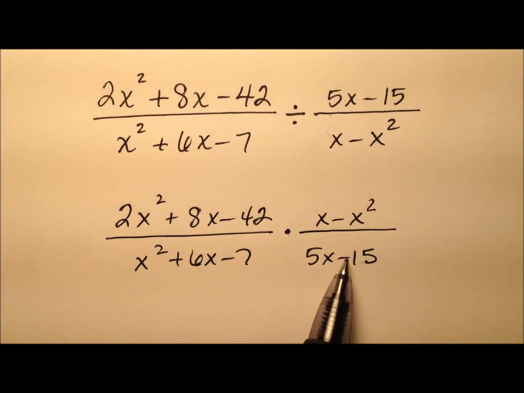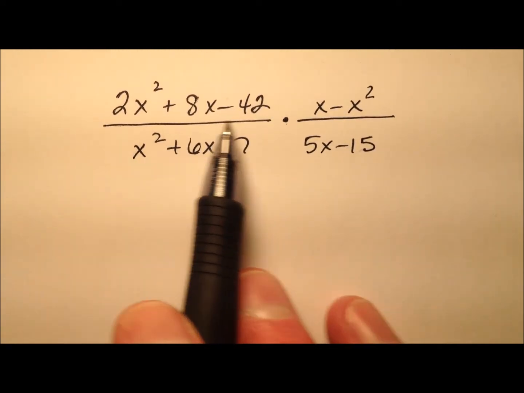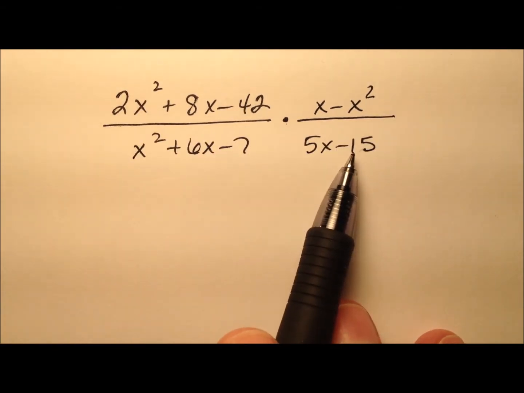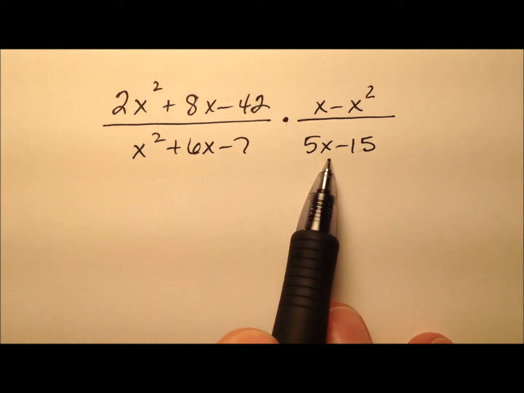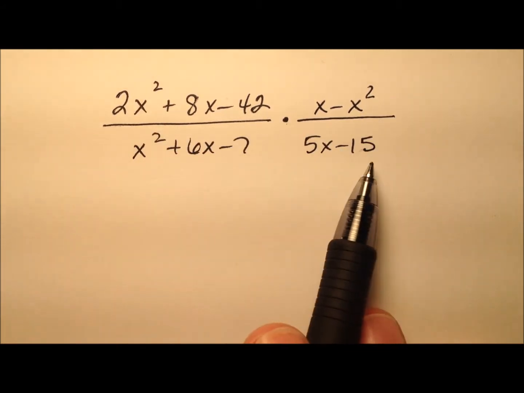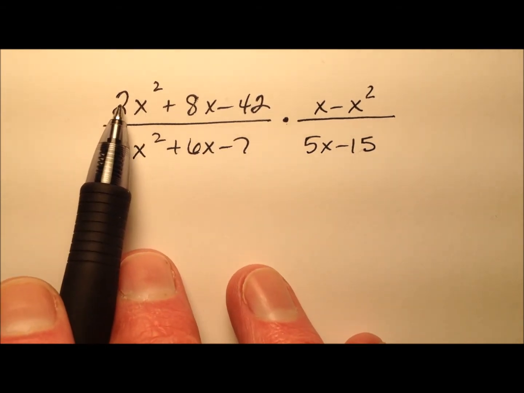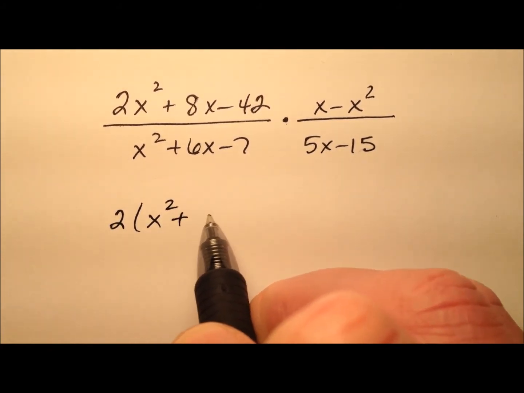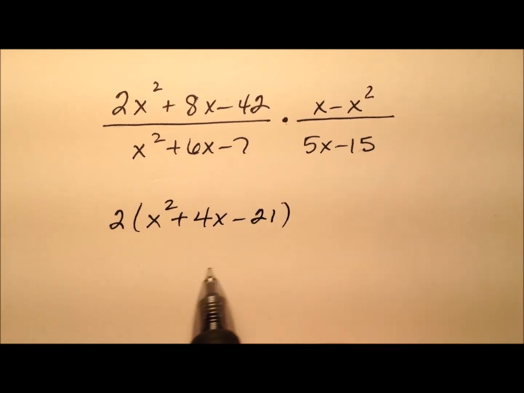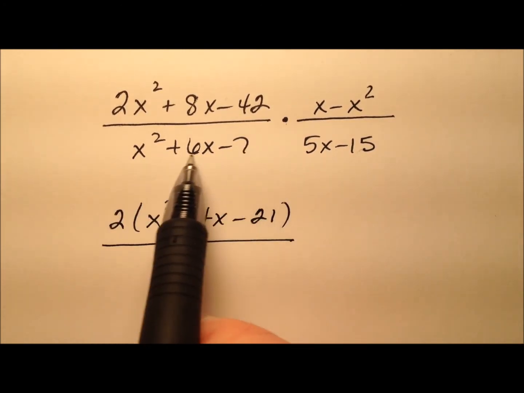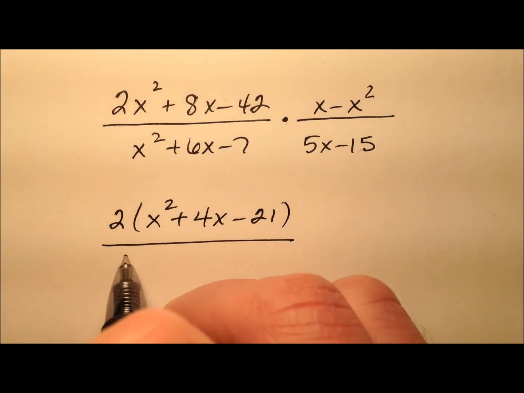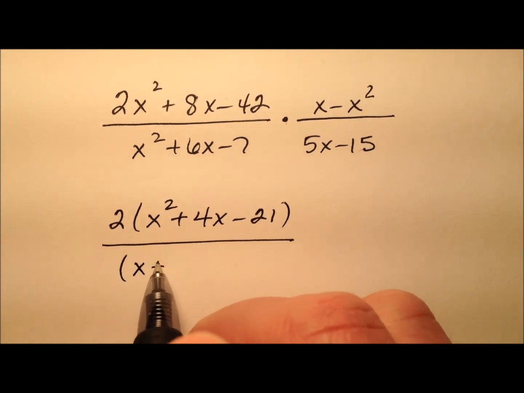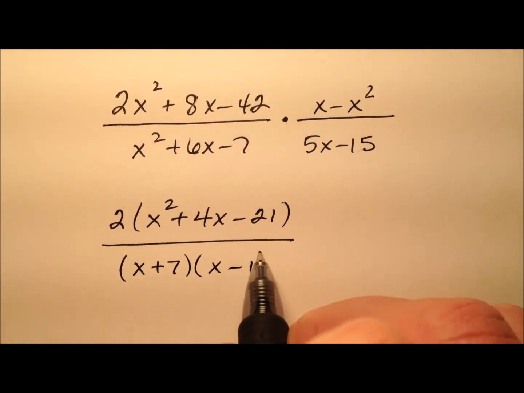All right, now we're ready to do the multiplication, which we've seen already just means I need to factor all of these expressions and then cancel out any common factors that exist between the numerators and denominators. So it looks like here I have a greatest common factor of 2. When I pull that out, I have x squared plus 4x minus 21. The denominator looks like a quadratic that's ready to be factored. Looks like numbers that multiply to make -7 and add to make 6. So x plus 7 for one of the quantities and x minus 1.